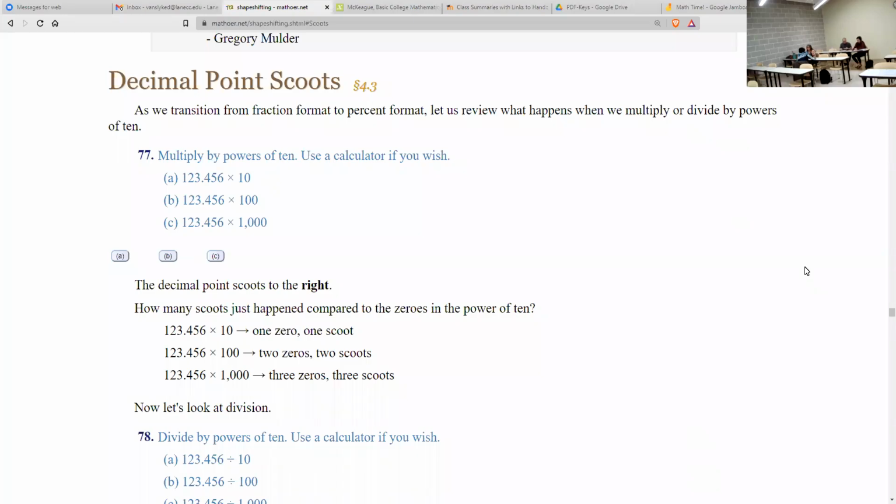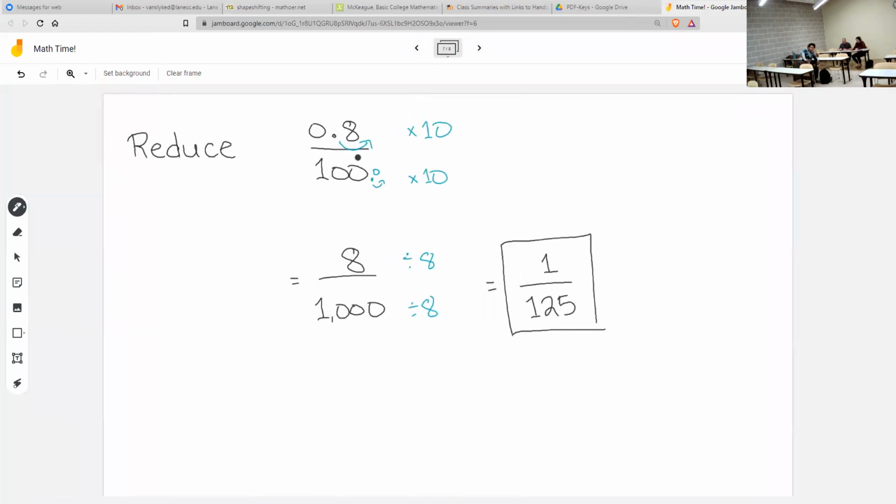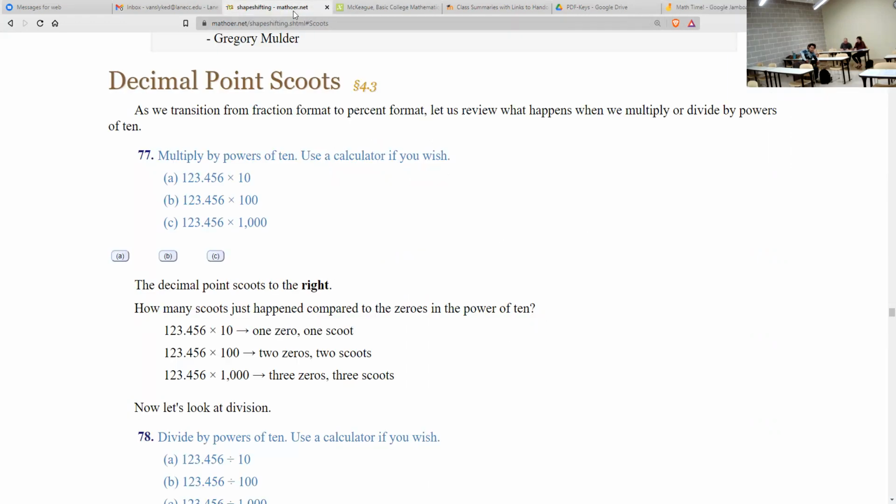If I want to look at patterns with decimal point scoots, we just did one a moment ago with times 10 is a scoot to the right. We've done it in past classes with Ripplop with 100s for percents. So there is a pattern. If I multiply by 10, does that go left or right? We just did this. Right. And how many scoots? One.